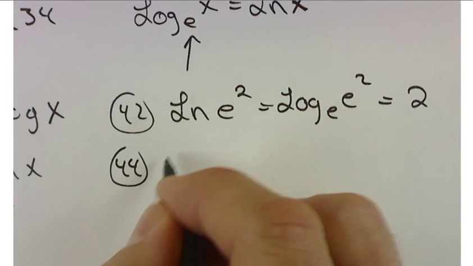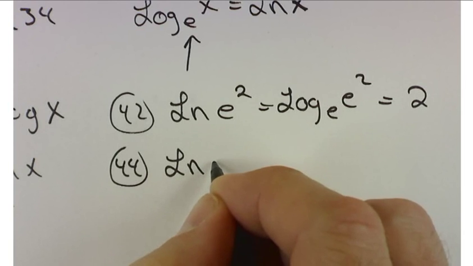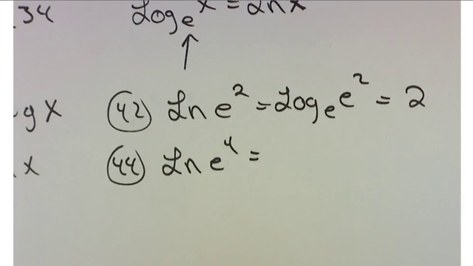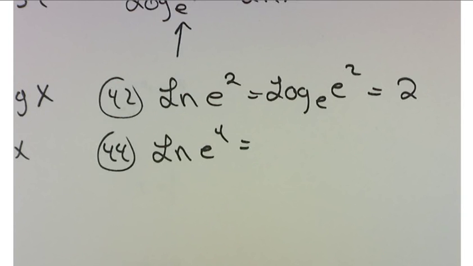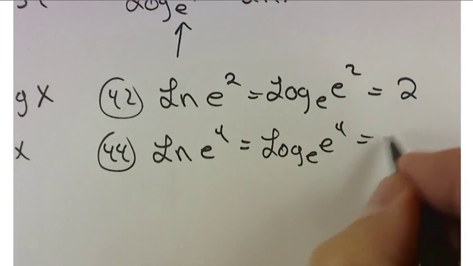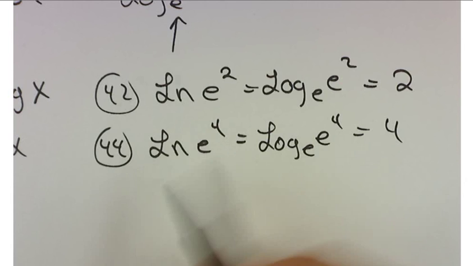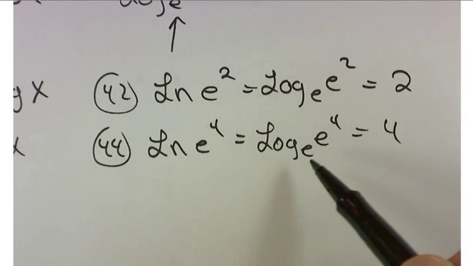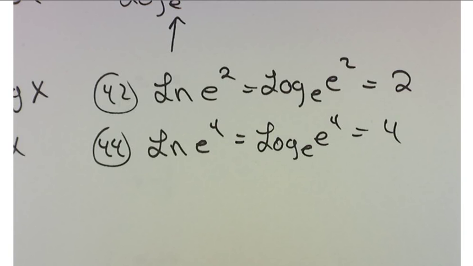The idea is just to get some decimal values. But let's try problem number 44, and maybe you can kind of anticipate me on this one. ln of e to the 4th. Basically, again, these operations cancel each other out. The logarithm and the exponential functions are inverse functions of each other. That's how we introduce the log, is saying, oh gee, it's an inverse.